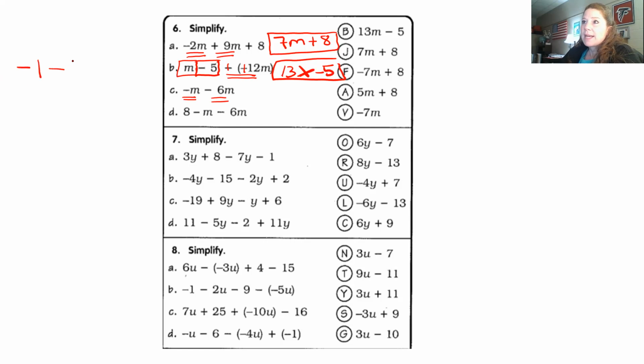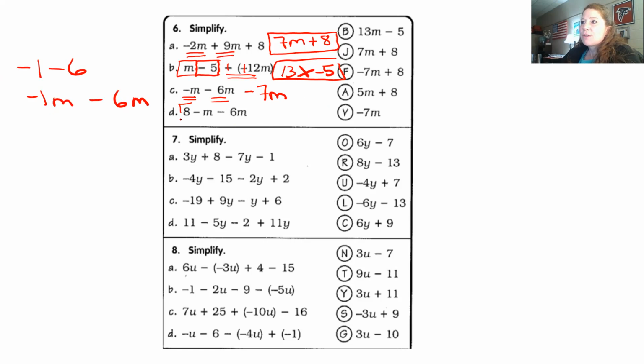All right, here we have a negative 1m minus 6m. Negative 1 minus 6. So same signs, add and keep. We have two negative numbers. We're going to add them and keep that sign. So we get negative 7m. I like that m.